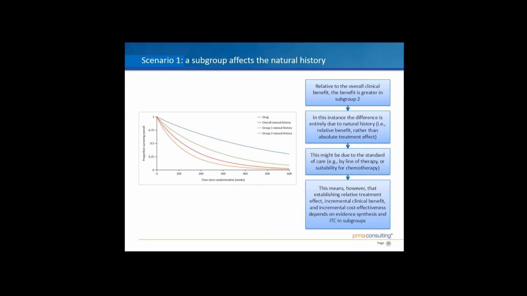And what you're going to see in the next example, of course, is this green subgroup and the orange subgroup. Because of their different natural history and unmet need, we could find different standards of care. Getting down to the bottom box, what that means is that establishing relative treatment effect, establishing incremental clinical benefit, establishing incremental cost effectiveness is all still going to depend upon evidence synthesis and indirect treatment comparison typically. And in this case, it's going to now depend upon it in subgroups that are going to have to account for those factors.